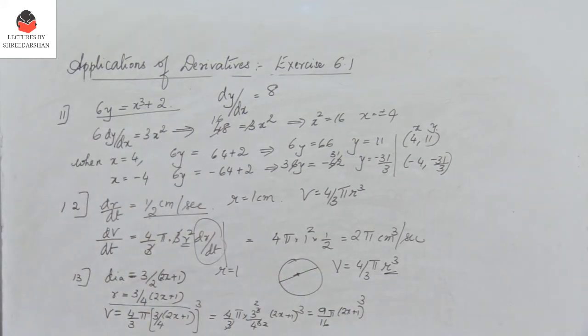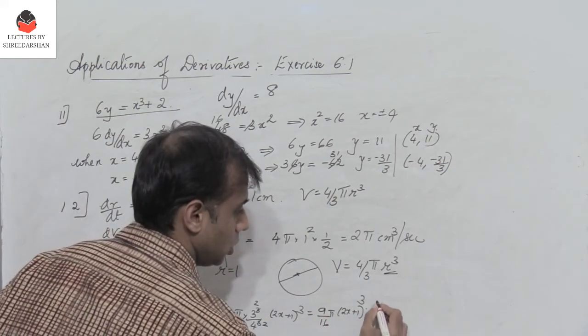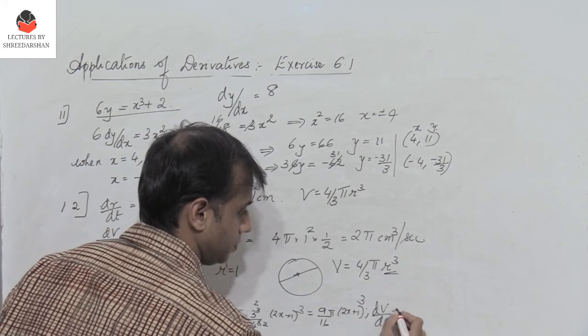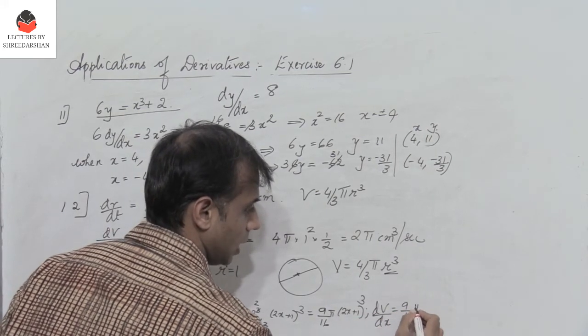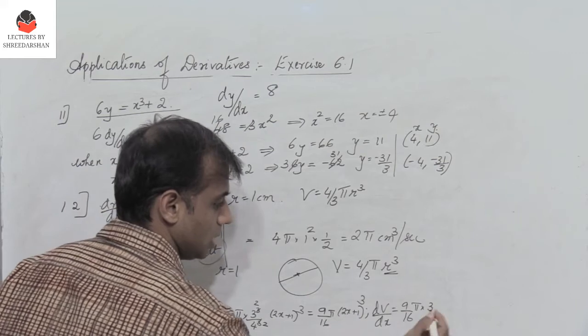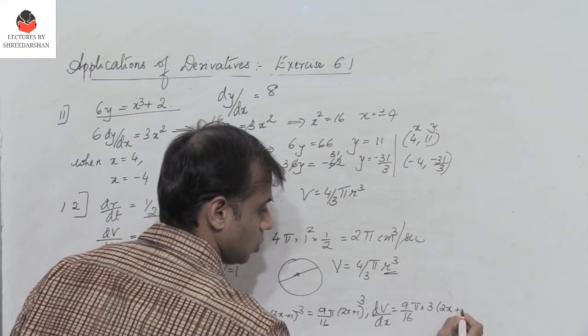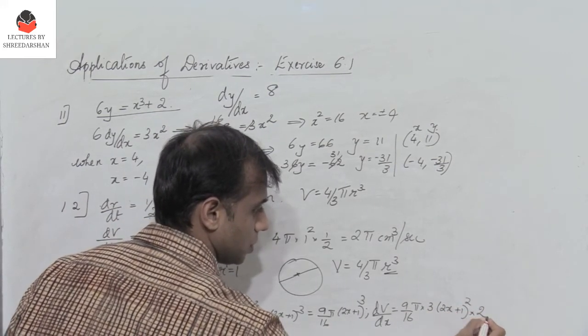Okay. So now let me differentiate this with respect to x. So when I differentiate this with respect to x, dv by dx is 9 by 16 pi. So I have 3 into 2x plus 1 the whole square into 2.